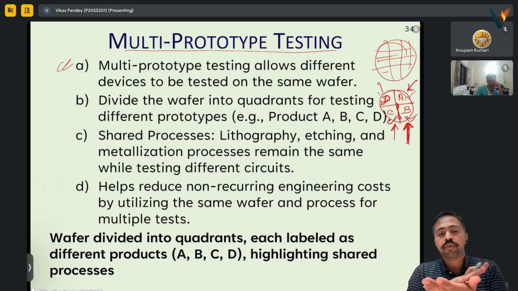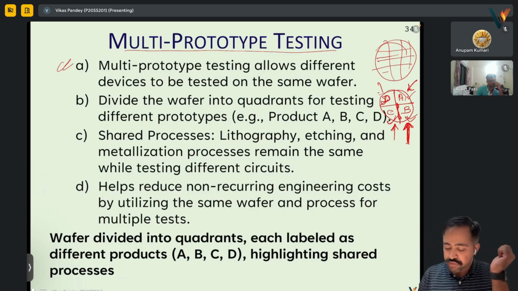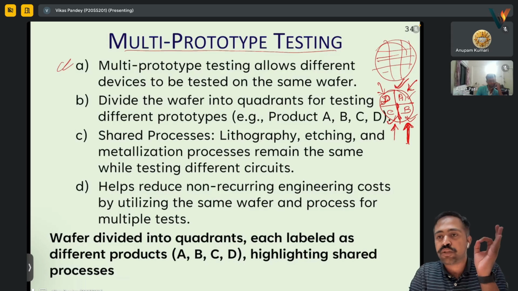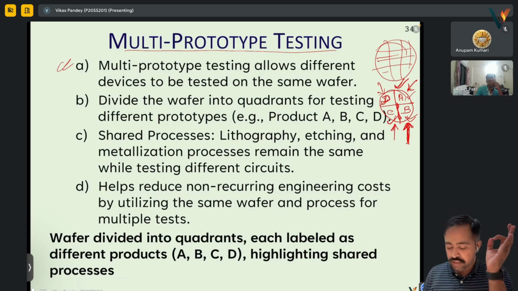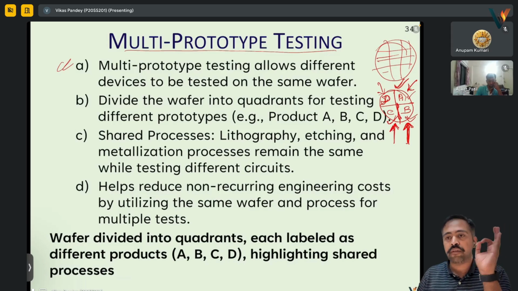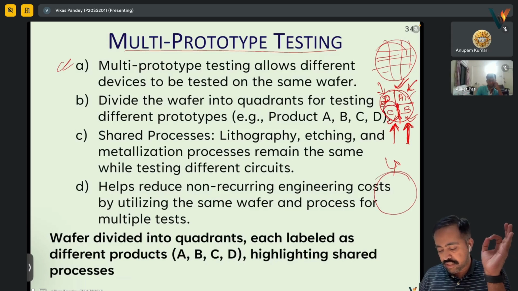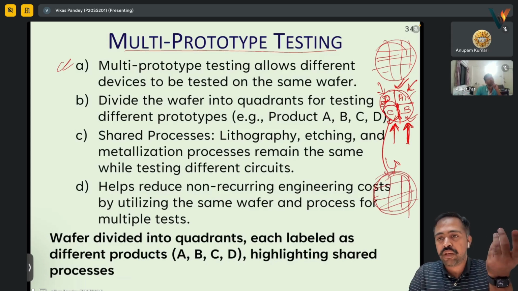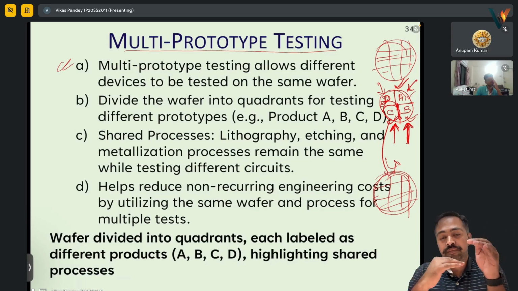Once this whole process has been completed, we will check which of these gave the best output, the best throughput. Suppose that C is the one that gave the best throughput. So from the next design onwards, we can directly put the design that was on C on the whole wafer, and we can go for a better one. Like we will get better throughput, better yield. So this kind of testing we can do where we have a shared process.